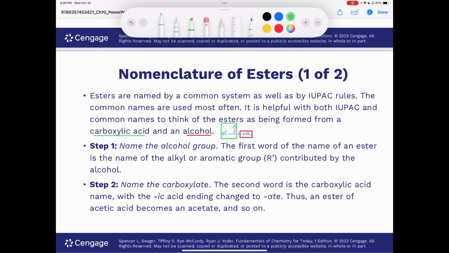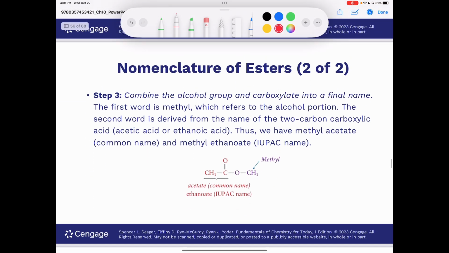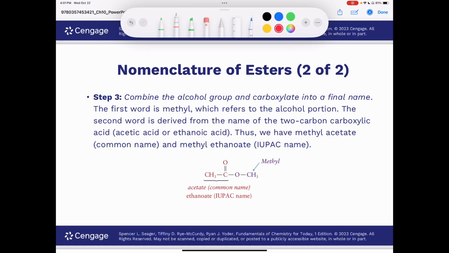So the first thing you're going to do is name the alcohol group. So if you have a methyl group, you say methyl. If this R group was a methyl, it would be methyl, ethyl, propyl, phenyl, et cetera. And then you're going to name the carboxylic acid part as a carboxylate. So let's say you had two carbons in the carboxylic acid portion. A two carbon carboxylic acid would be acetic acid, so it would be acetate. Or you could name it ethanoic acid, so it'd be ethanoate. The best way to master it is to practice it. If you practice it, you're going to get the hang of it. And so you're going to combine the alcohol group first, followed by the carboxylate, into a final name.